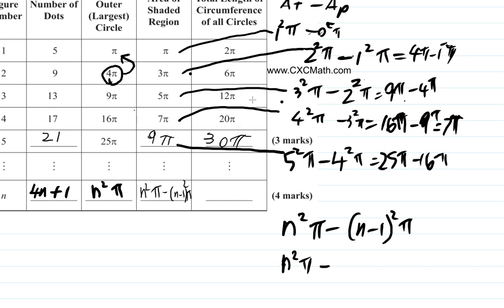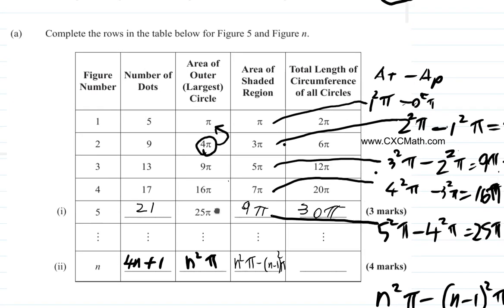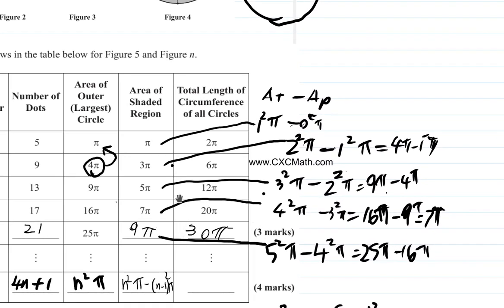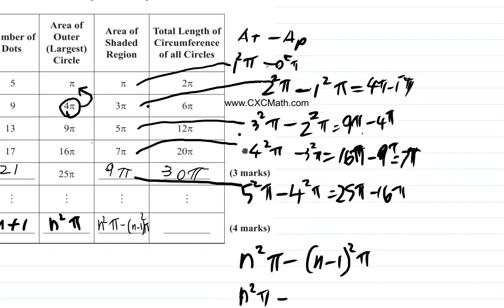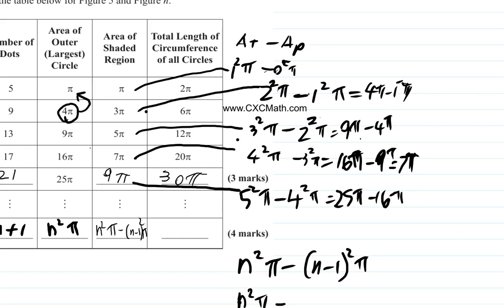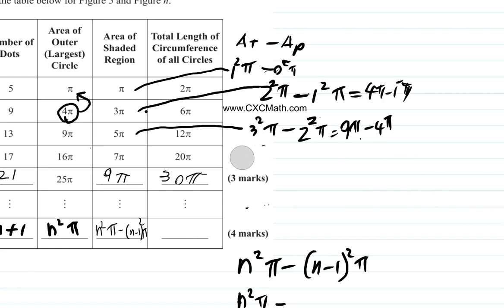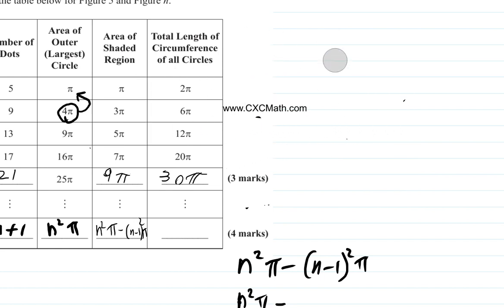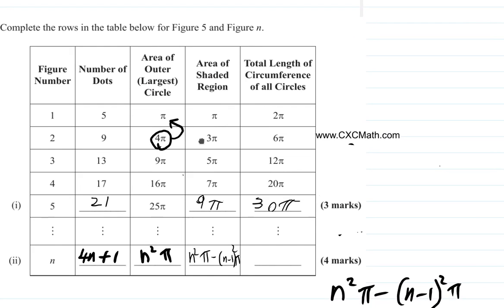The circumference of all circles now. Let's figure out the circumference of all the circles. Here, let me just erase part of this thing here. Let's erase this here. And then we see what the circumference of all the circles would be.